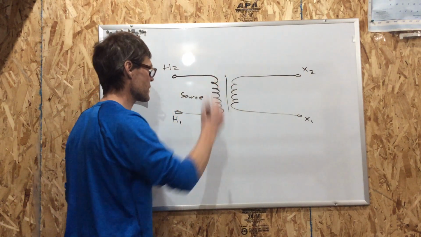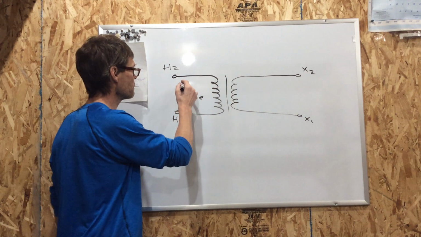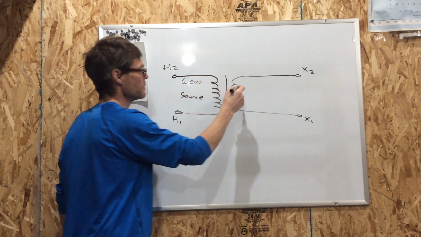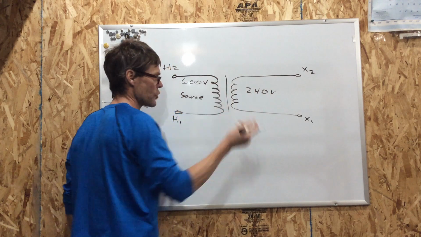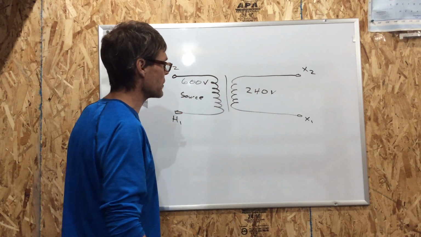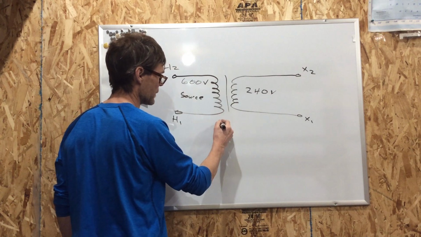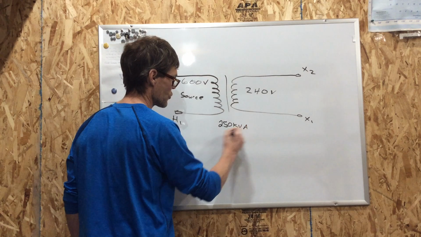So let's say that, we'll just pick a common voltage here. Let's say we got a 600, 240. Sure, let's think about single phase, but let's put a little size on this. Let's say this is a 250 kVA transformer.